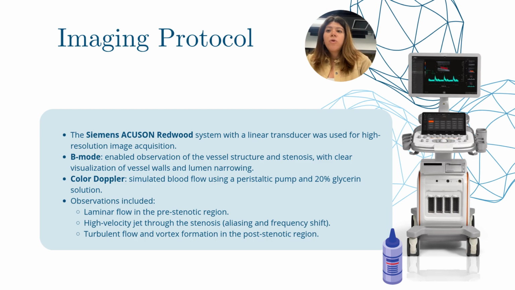To simulate blood flow, we connected a peristaltic pump to circulate a 20% glycerin solution through the phantom. This fluid mimics the viscosity of blood, allowing realistic flow visualization in Doppler mode. With color Doppler, we captured three key flow regions: laminar flow before the stenosis, a high-velocity jet through the narrow segment, and a turbulent flow pattern downstream, including vortex formation.